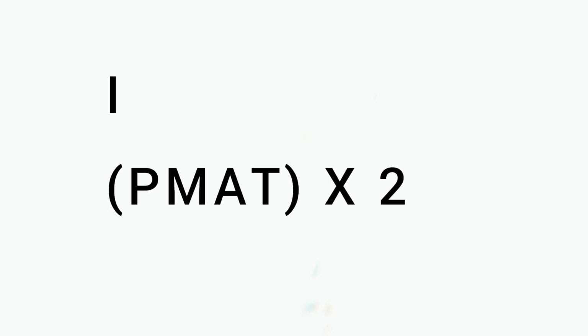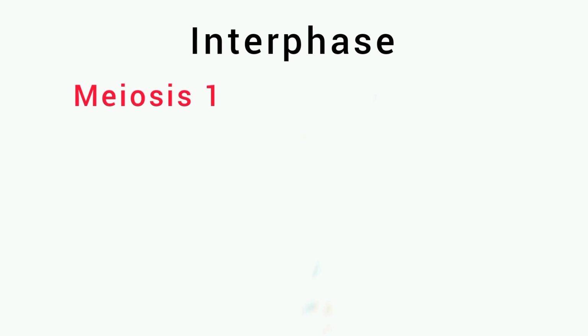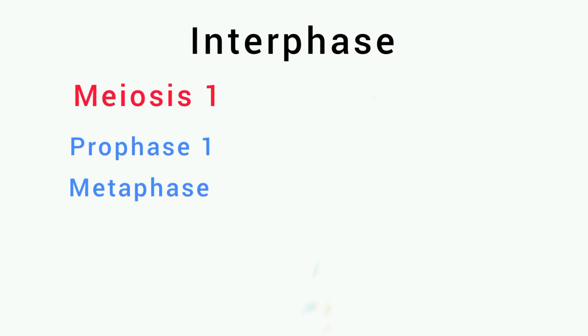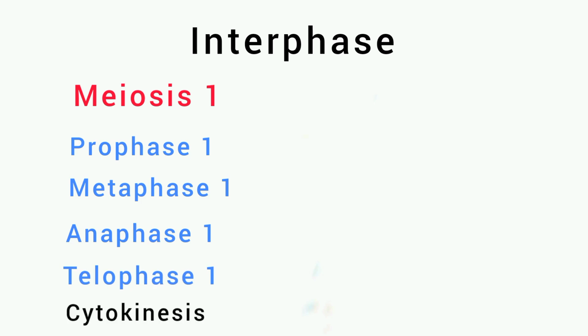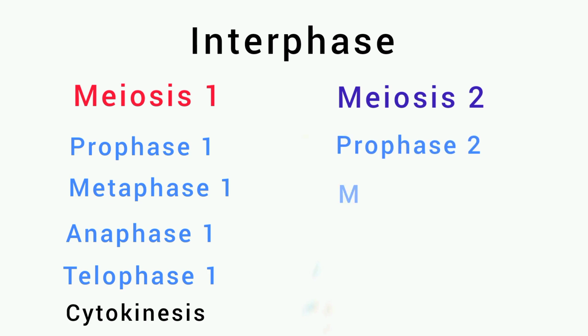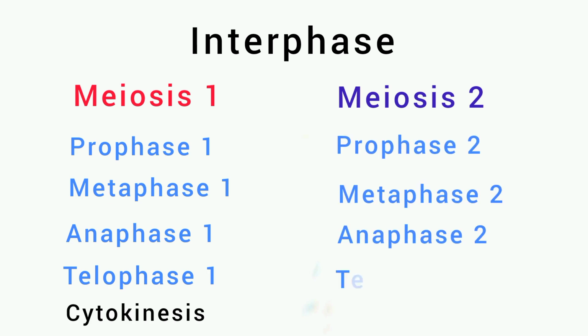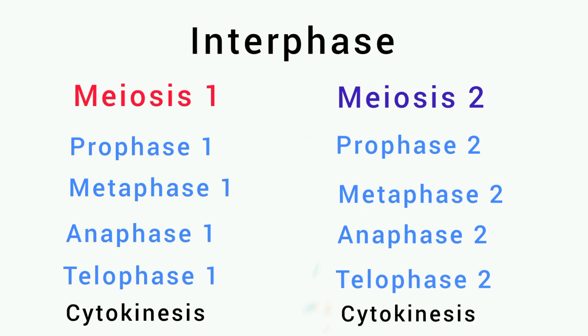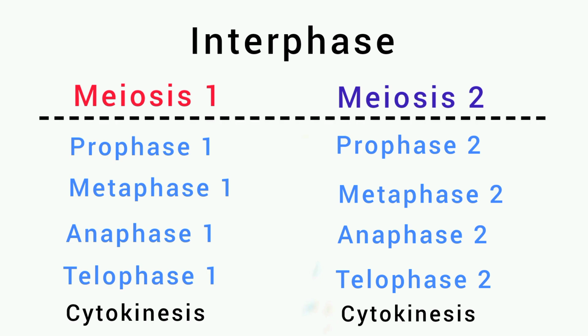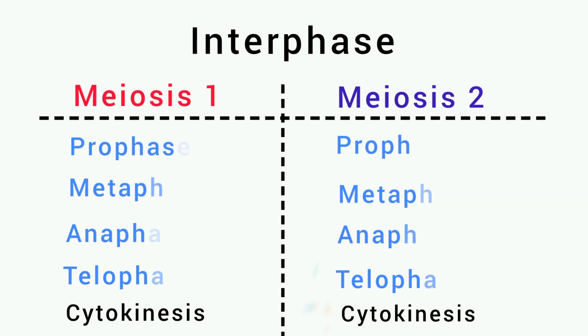And so for meiosis, the formula is IPMAT times 2. I'm going to explain why this formula has changed from the mitosis formula. After the interphase of meiosis 1, we enter prophase 1, metaphase 1, anaphase 1, and telophase 1. Then we enter cytokinesis. Immediately after meiosis 1, we enter into meiosis 2, which includes prophase 2, metaphase 2, then anaphase 2, telophase 2, and another cytokinesis. That is why it's called IPMAT times 2, like PMAT will be twice. That is meiosis 1 and meiosis 2.